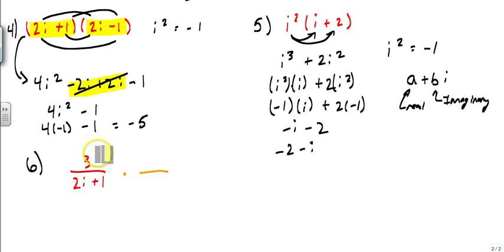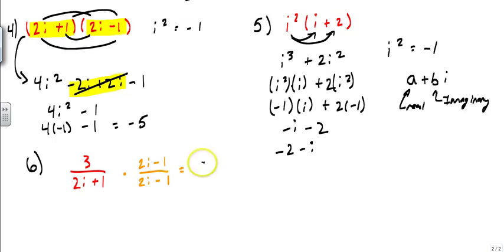So if I want this i to go away, I'm going to multiply by its conjugate, which is just the first number minus the second number. But I can't just multiply the denominator by 2i minus 1, because that would be changing the problem. So I have to multiply the top and the bottom by the same thing, because that is effectively 1. That right there actually equals 1. So I'm not changing the problem when I multiply by 1. So we're going to multiply these.